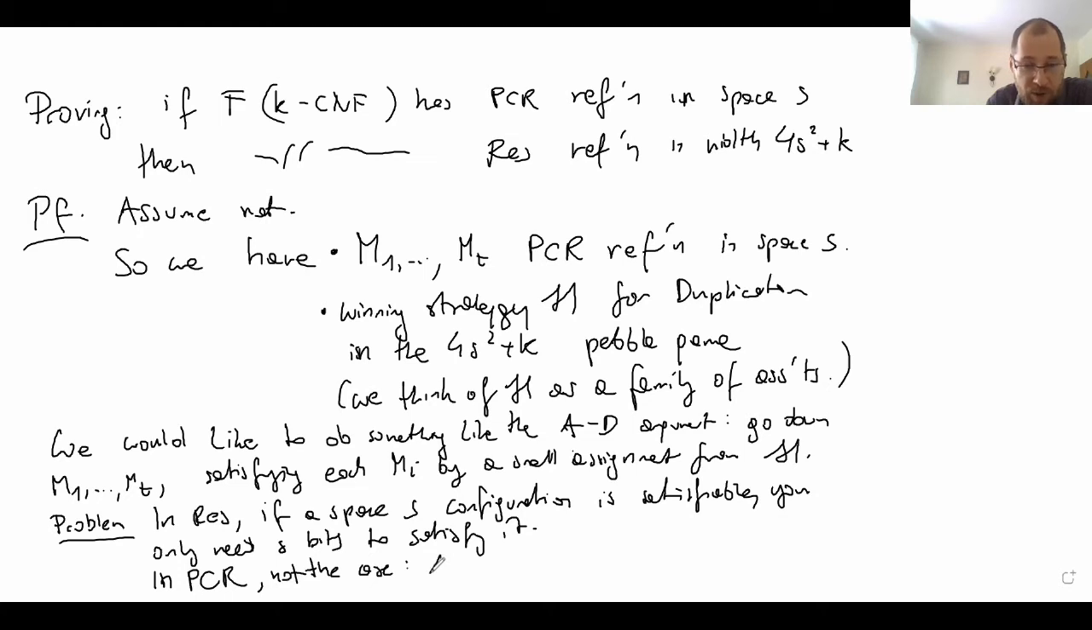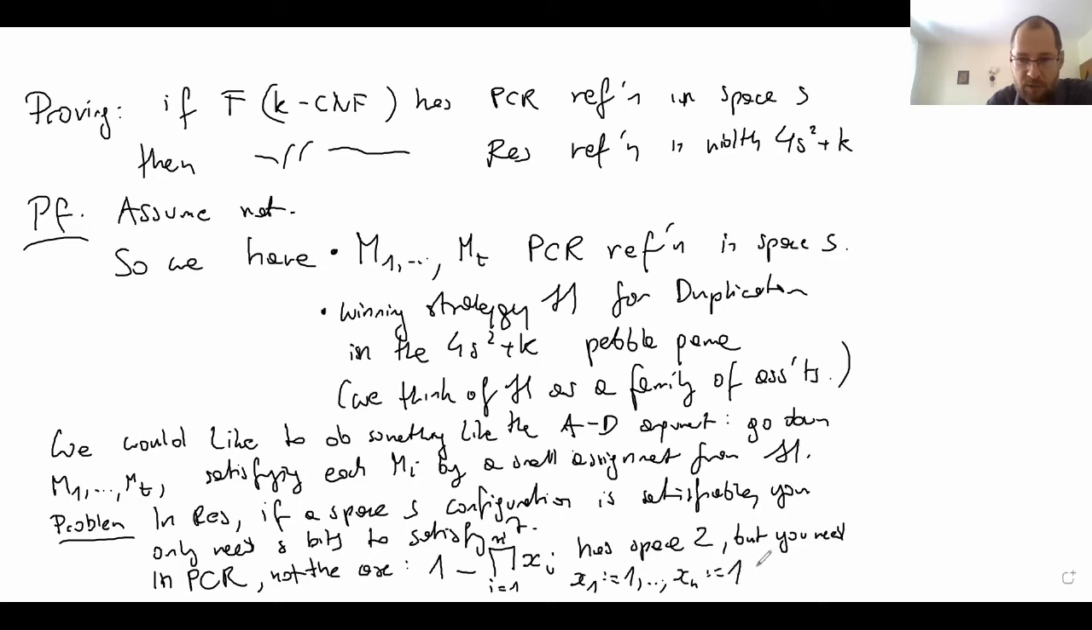If you look at just a single polynomial, 1 minus many xi's, this thing has space 2, but you need n bits to satisfy it. To make this satisfied as a polynomial, meaning to make this 0, you need to set each xi to 1. You need x1 becomes 1 all the way to xn becomes 1 to satisfy it. So this is a problem.